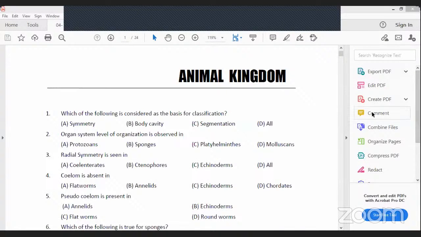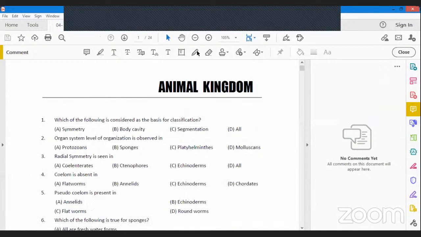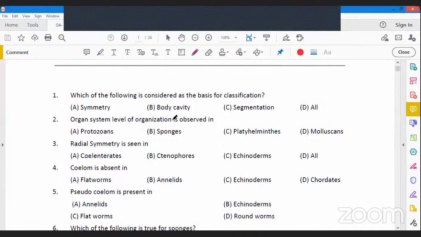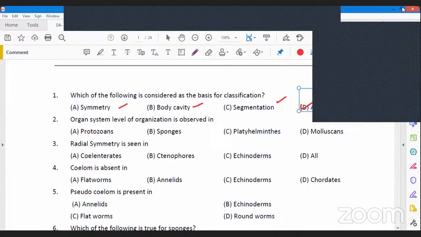Which of the following is considered as a basis of classification? So here, symmetry, yes, radial symmetry, bilateral symmetry, asymmetry, all that is taken into consideration. Then body cavity, yes, we take body cavity also into consideration, that is coelom. Segmentation, yes. So all of them are correct here. Segmentation, body cavity, and symmetry. So we use all the three for classification.